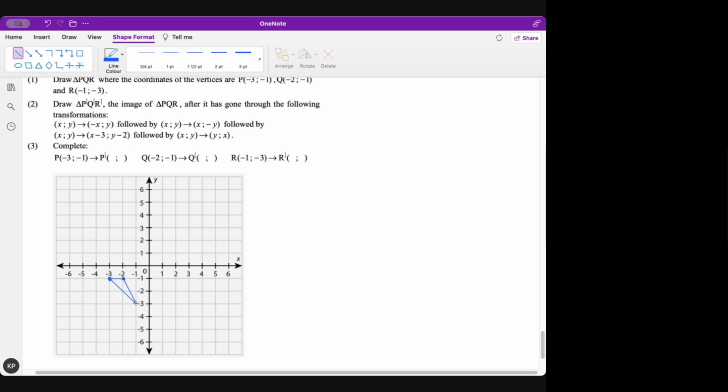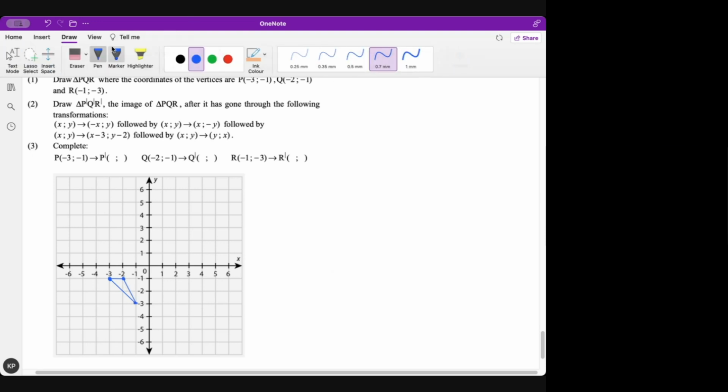There's my first triangle. Okay, now they say draw the reflection, but it has to go through all of these transformations. So how many triangles am I drawing here? Read carefully and tell me how many triangles I'm drawing. Anybody? How many triangles are we drawing here?